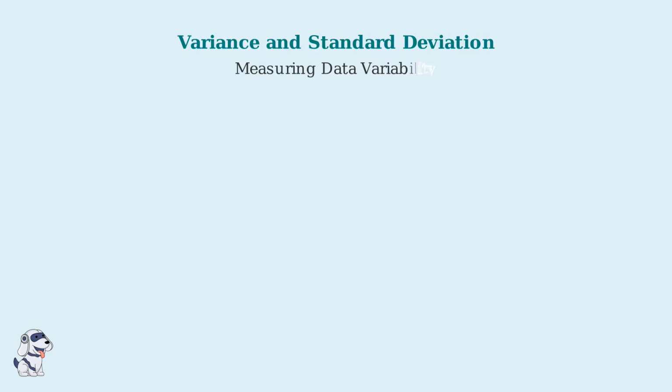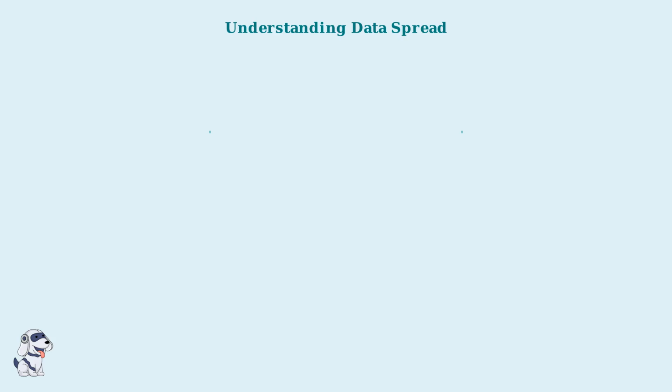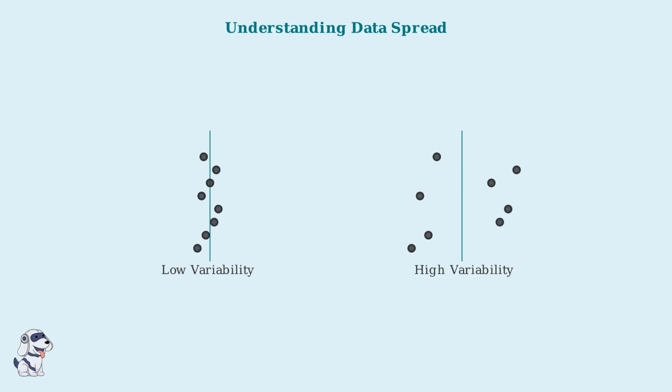Variance and standard deviation are crucial statistical measures that tell us how spread out our data points are around the mean. While the mean tells us the center of our data, these measures reveal how much the data varies from that center. Consider these two data sets. Both have the same mean, shown by the teal vertical lines.